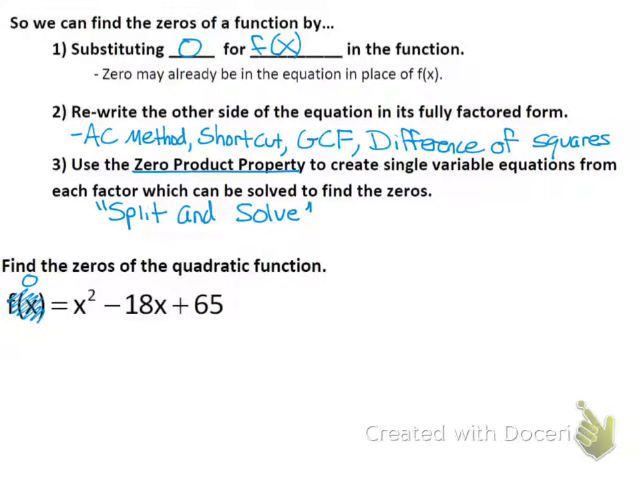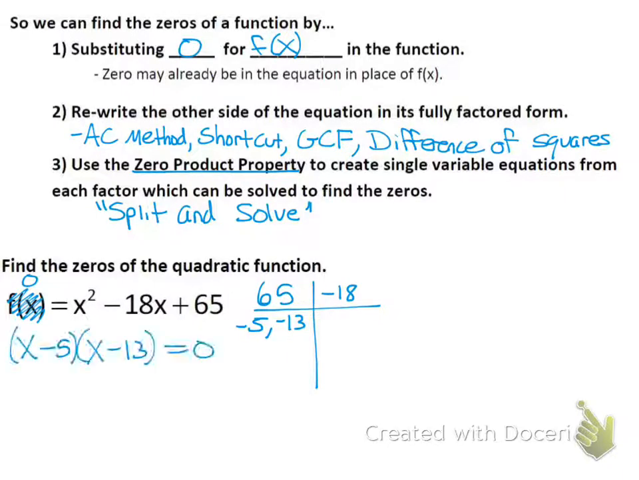Next, I'm going to go ahead and factor this. So whether I choose to do AC method or shortcut, I need to start out by making this t-chart. Remember, here is going to be what a times c is, in this case 65, and here is going to be negative 18. So what two numbers multiply to 65 and add to negative 18? Well, those two numbers are negative 5 and negative 13. I prefer to use the shortcut whenever possible, so I'm going to model the shortcut here, but remember you could always use the full AC method if you need to.